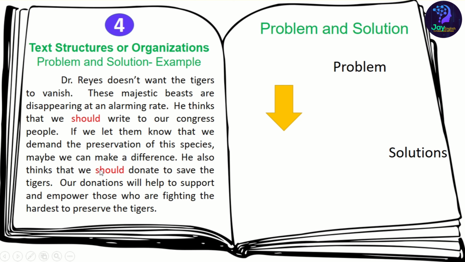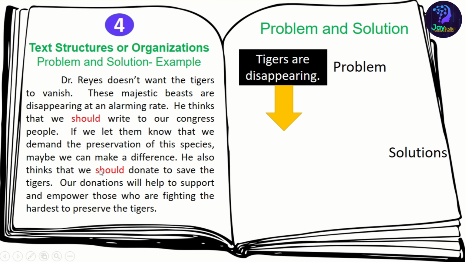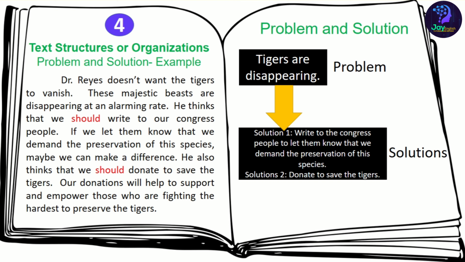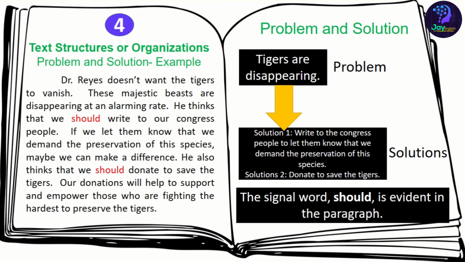So in this example, the problem is tigers are disappearing at an alarming rate. And the paragraph or the passage has offered two solutions. First, write to the Congress people to let them know that we demand the preservation of this species. And second, donate to save the tigers. Also, the signal word should is evident in the paragraph.